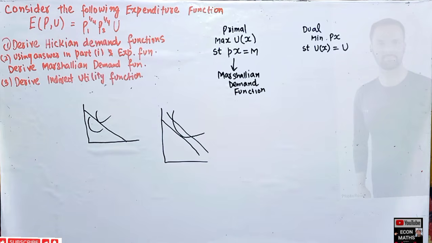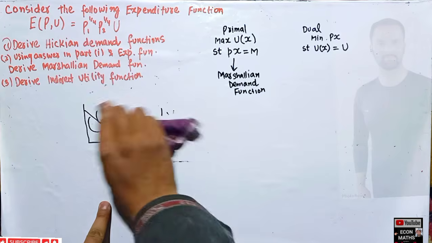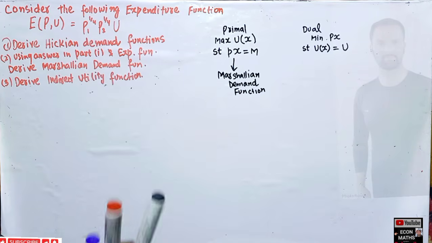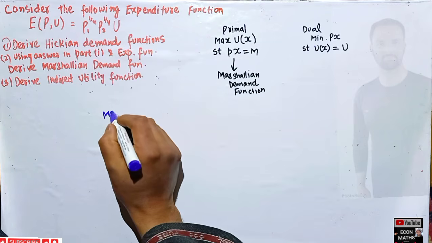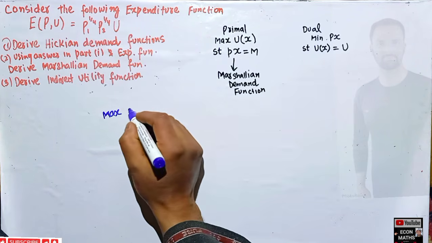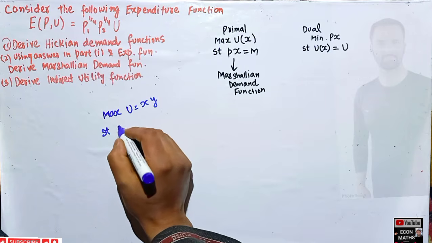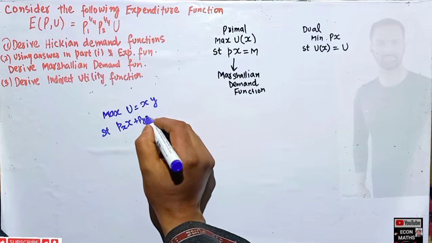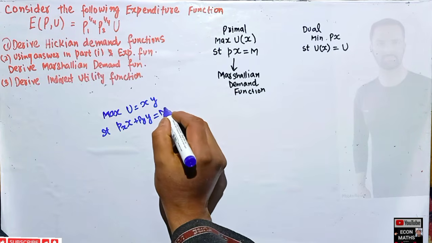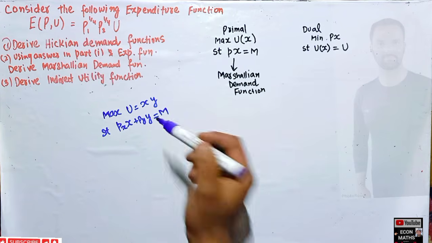I have solved many problems on constrained optimization. It is very simple. Let me give you an example. Let us say we have to maximize a utility function, U = xy, subject to px·x + py·y = m. That means our income. We want to maximize this utility with the given budget.